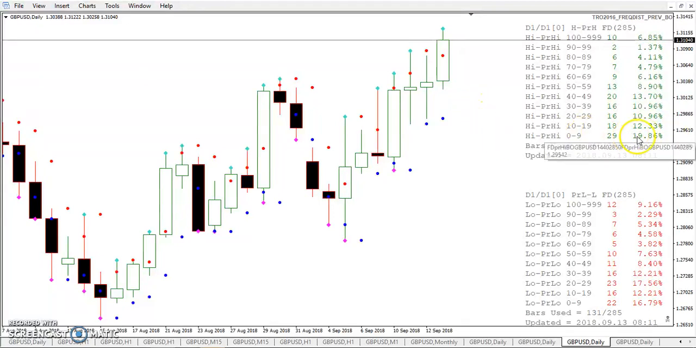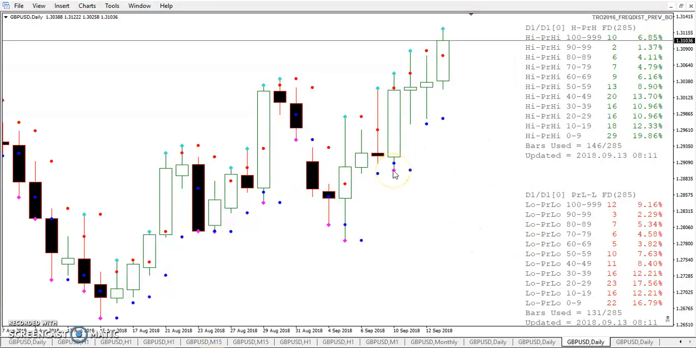So about 20% of the time, it's going to be less than 10. 80% of the time, it's going to be greater than 10. That's not bad. 4 out of 5, you're going to get 10 pips if you hit that trigger. That's not bad odds. And you can see here on the low side, about the same. 17% of the time, it's going to be under 10. So about 83% of the time, it's going to be over 10.